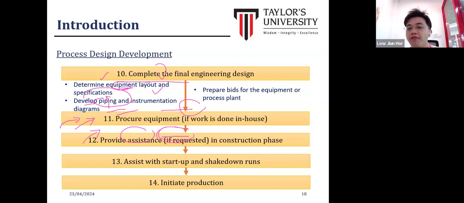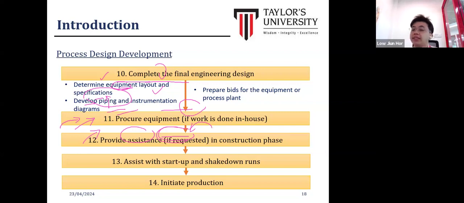Meaning that before we officially use that chemical plant for mass production of our product, we need to check and make sure it can actually operate similar to our expectation, can be controlled, and that the quality of the product is similar to our expectation. This is what we call a shakedown run.